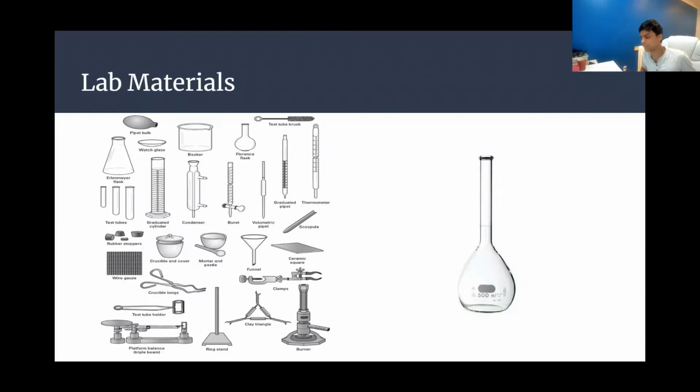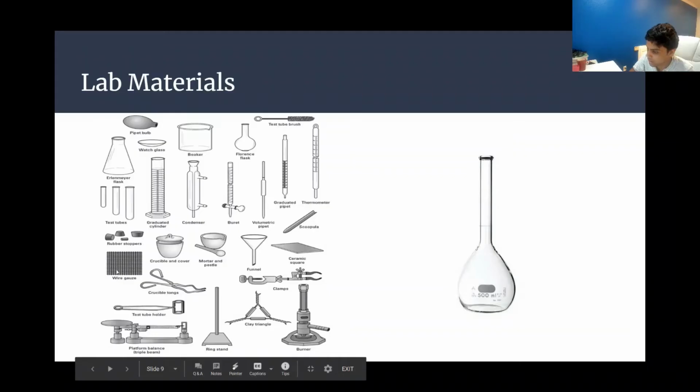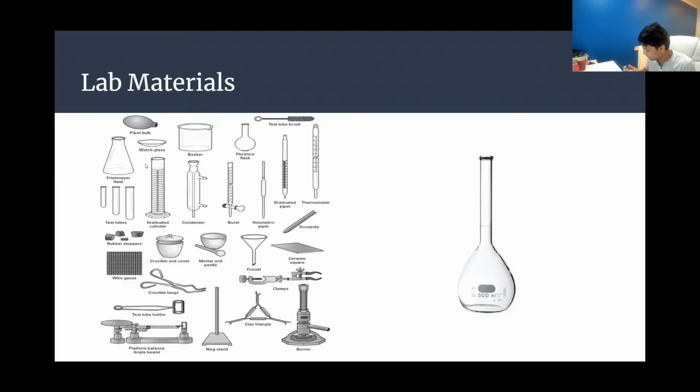So lab materials. The bottom half is not that covered, but the top half: the Erlenmeyer flask is used for titrations and to store chemicals for reaction. Watch glasses are for microreactions. The graduated cylinder is where you measure the amount of solution or chemical, and then transfer it to other equipment like the beaker, which is a chemical reaction unit or storage.